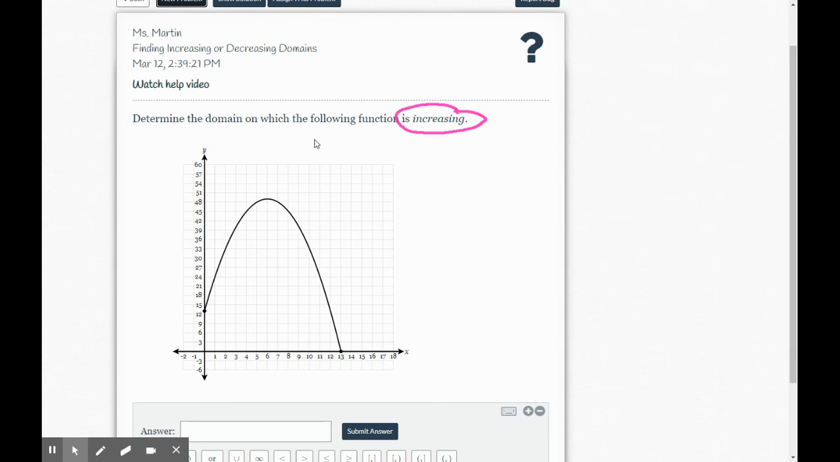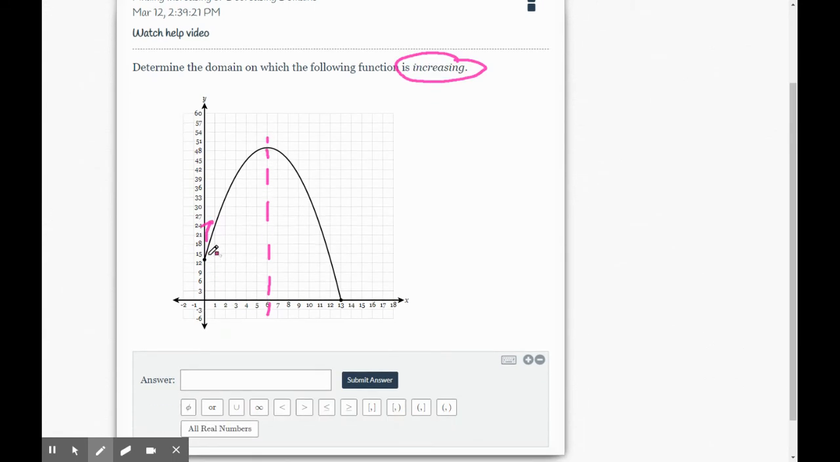Determine the domain on which the following function is increasing. So we're looking for increasing again, which means if we're walking across the page, we're going uphill. So we're looking at this section right here, from here to here. Okay, a couple things are different on this one. This has an end point, not an arrow. So we're going to have to say that there's a section of our domain. So we're looking at this axis. It starts here and it goes to 6. So in this middle section is the only part where our function is increasing.